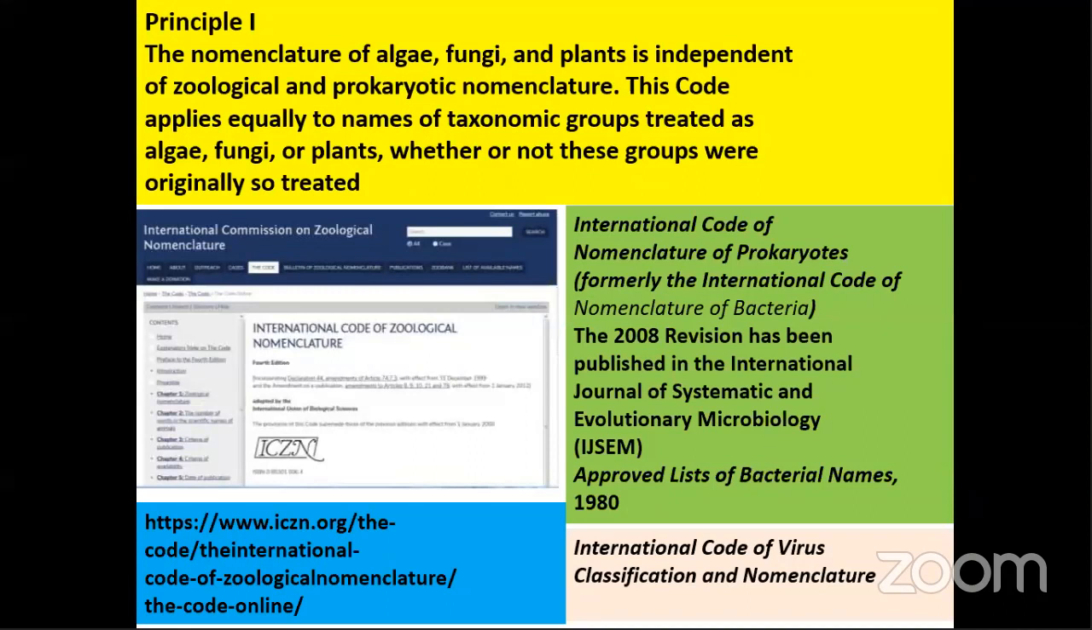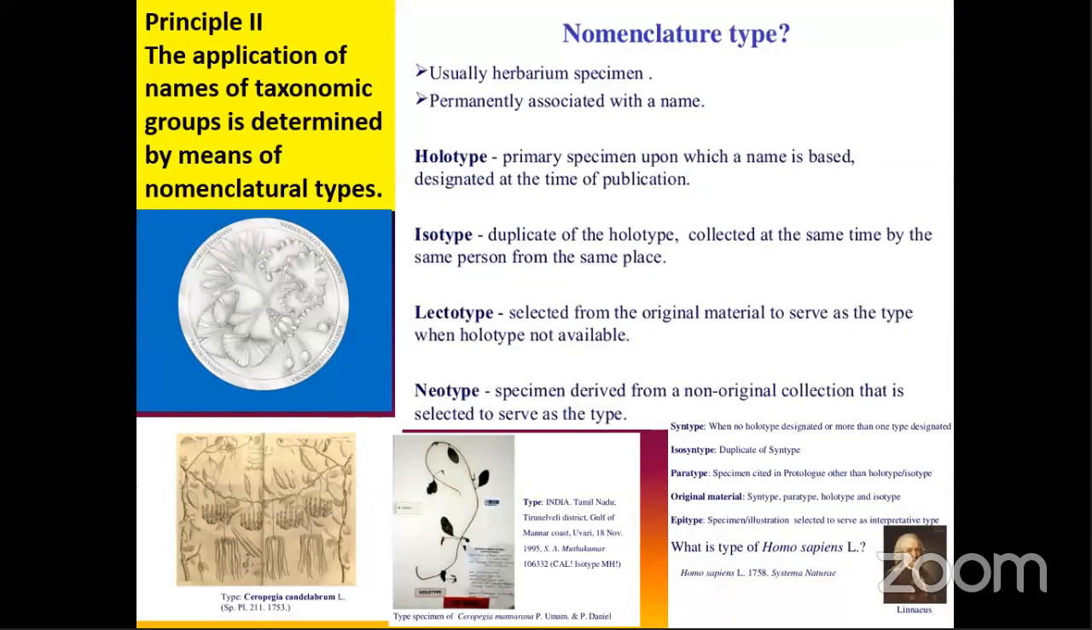Next, principle two, which is about typification. The application of names of taxonomic groups is determined by means of nomenclatural types. Whenever we are proposing a new name for a taxon, that particular taxon or plant must be preserved as a type. That is called the typification process. Here we usually preserve it as a herbarium specimen. When we write the name on the specimen, that name is permanently attached. We have several types, and these are the most important when we are naming new taxa.